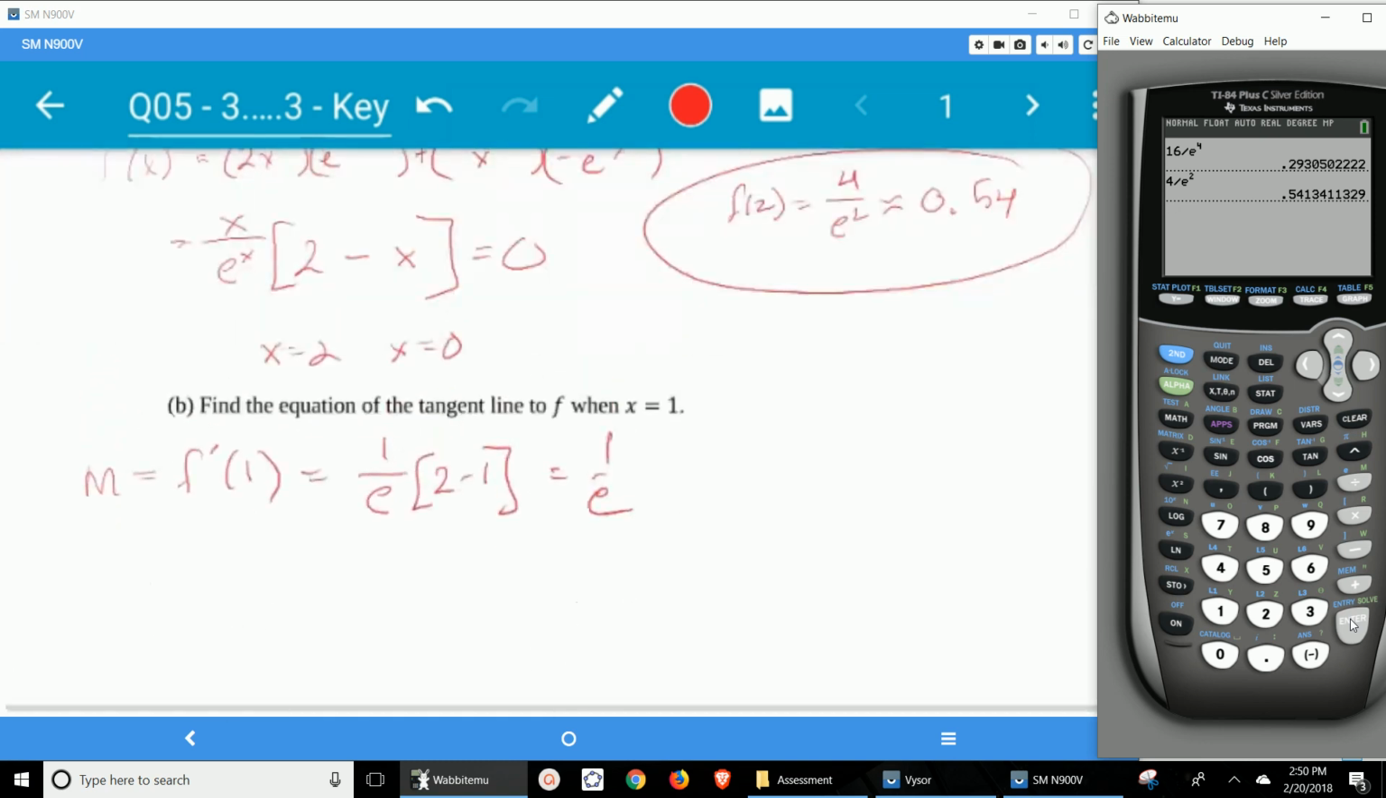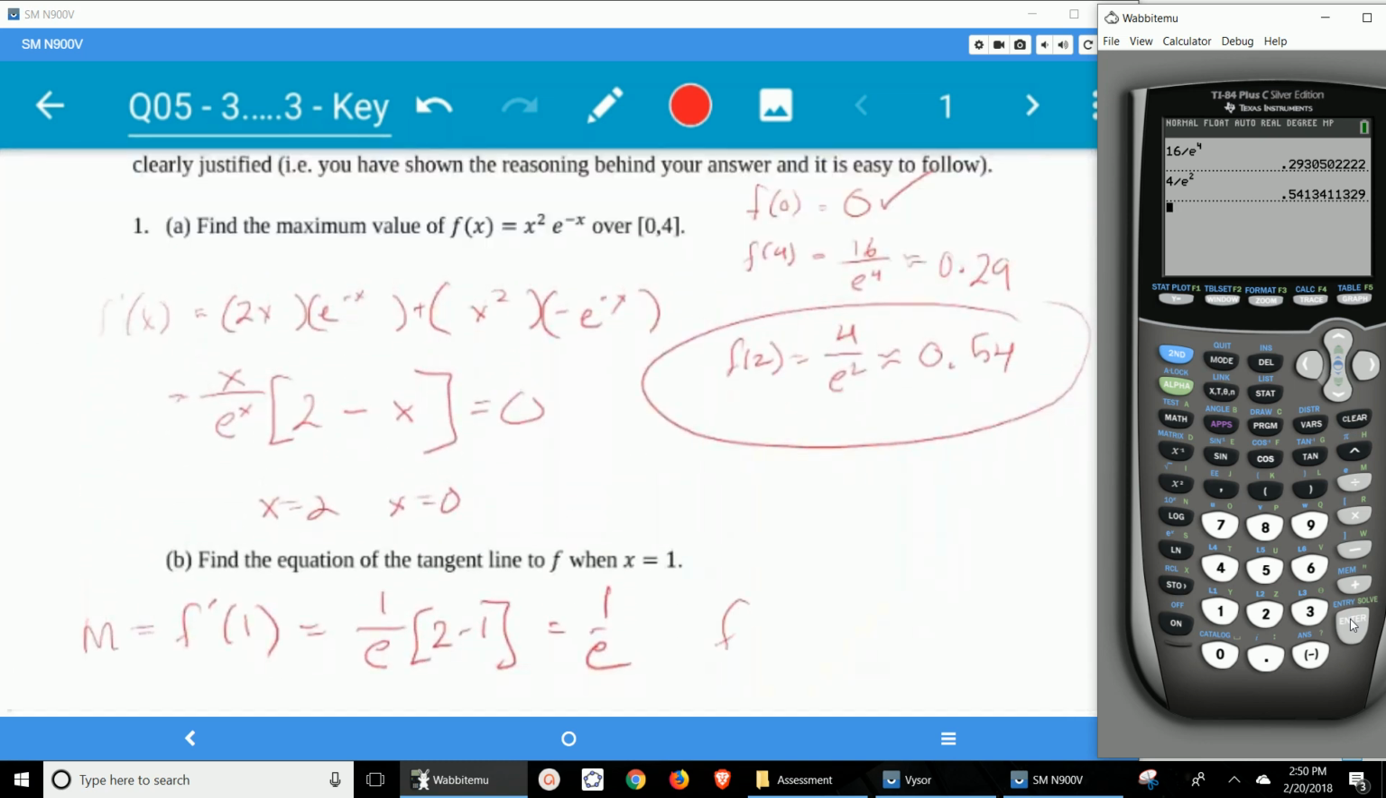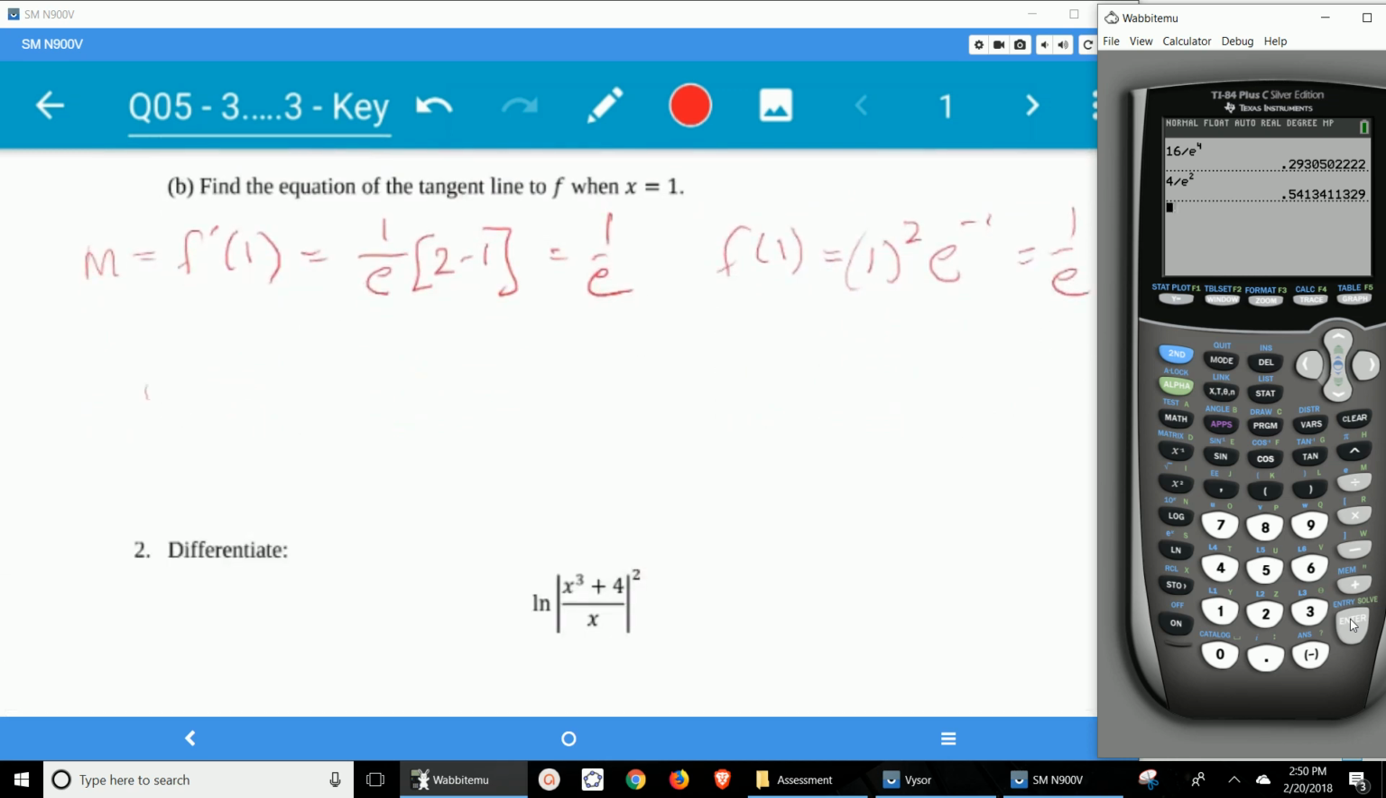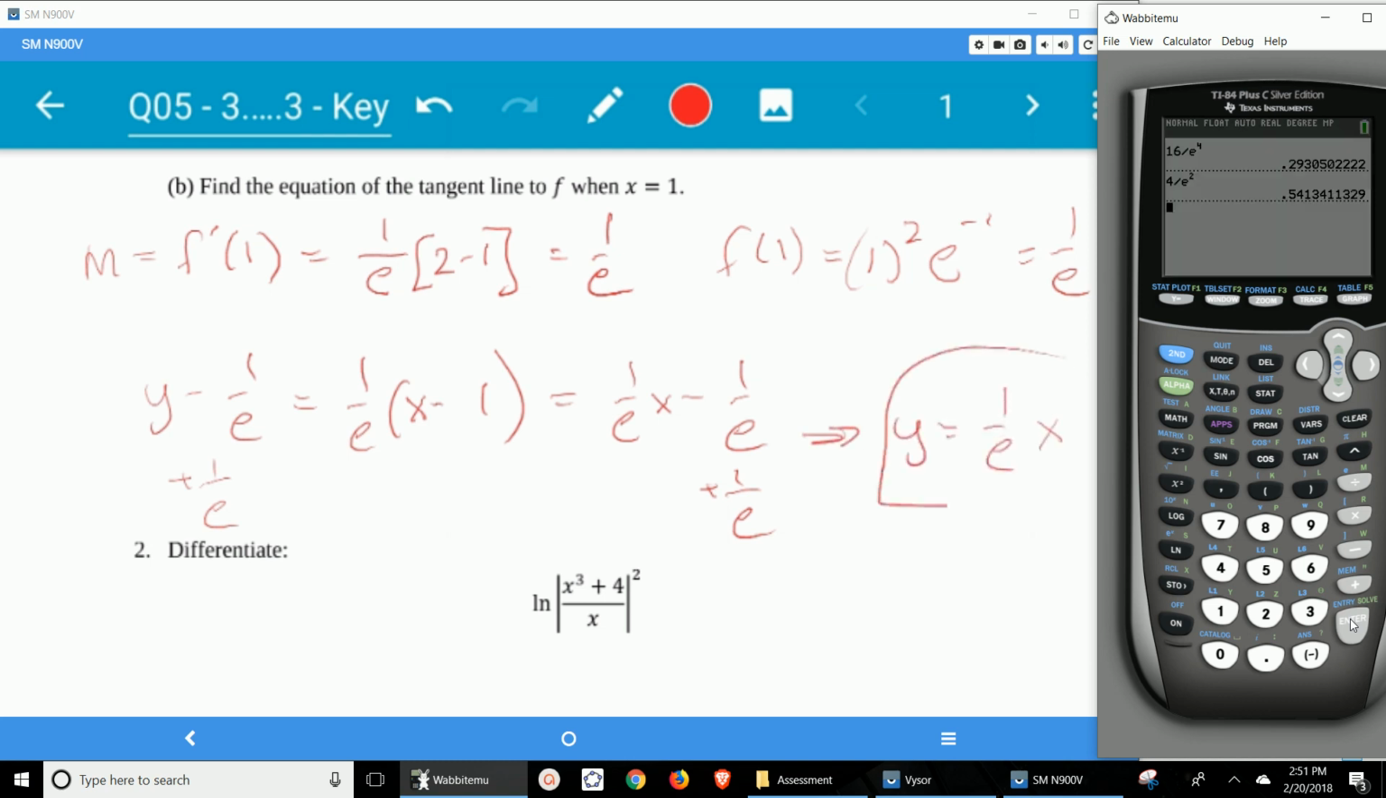So what would your value be at 1? What is f of 1? It would be 1 squared e to the negative 1, which is 1 over e. So both the derivative and the main function took on the same value there. So your tangent line would be y minus y naught equals slope times x minus x naught. So if you distribute that, and you just add this, you end up getting y equals 1 over e x. So it's a line with slope 1 over e through the origin.